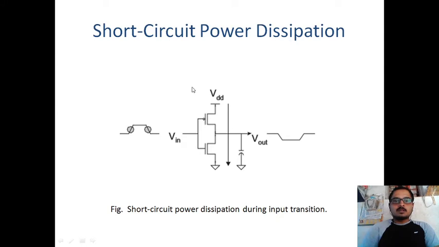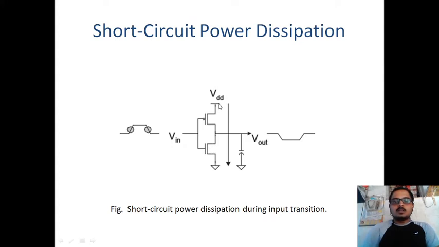Short circuit power dissipation is nothing but when you give the input with a finite delay, finite rise time and fall time. At that time, the pull-up network and pull-down network are in on position for a small amount of time. At that time, the pull-up network and the pull-down network are short circuited.